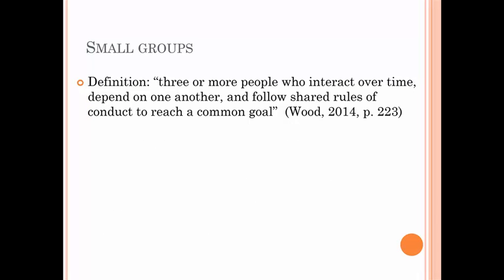Let's start off by defining small groups. Wood defines it as 3 or more people who interact over time, depend on one another, and follow shared rules of conduct to reach a common goal. So it's important here that folks are aiming for a common goal, they're interdependent, and so they can't just go off on their own. They have this shared group of rules that they follow, and they do interact over time. The length of that time can vary, however.